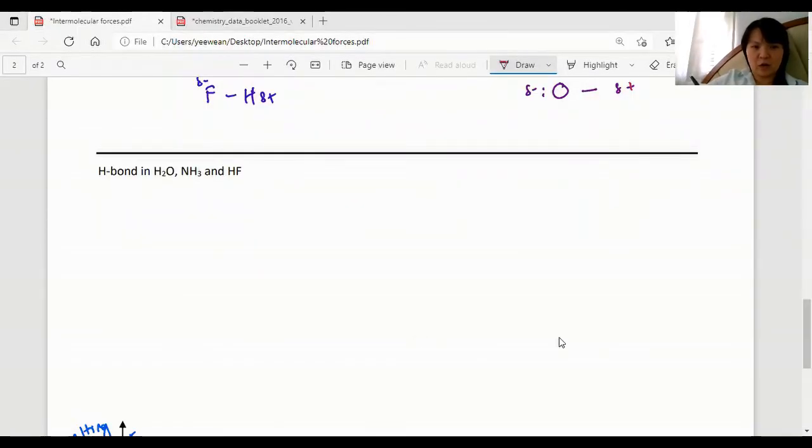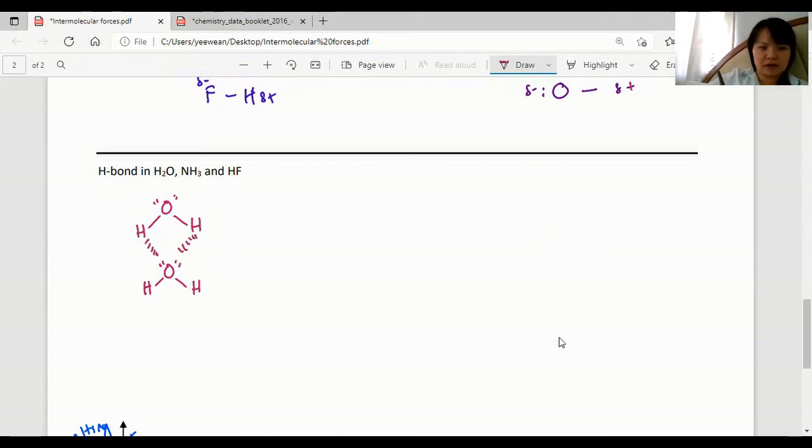So knowing that N, O, or F gives us hydrogen bonding, we're going to look at water, ammonia, and hydrogen fluoride. They all contain hydrogen bonding. I'm going to draw two water molecules here and see how many hydrogen bonds can be formed. So one here and one here.